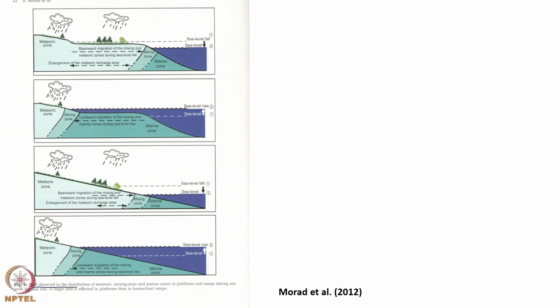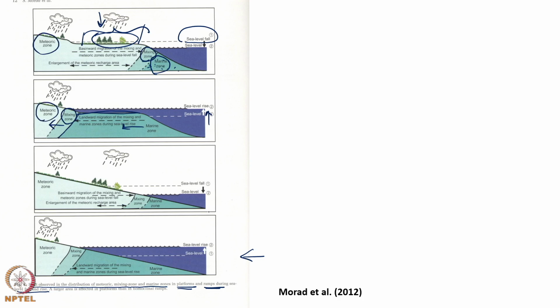How the shifts happen during the distribution of meteoric, mixing zone and marine zones in platforms and in ramp setting during sea level rise and fall has been summarized in this diagram. When there is a sea level fall, this portion is exposed to atmosphere, trees can grow, rains can fall, but when there is a sea level rise, this portion gets submerged in water, and the marine zone, the groundwater zone which is affected by the marine water intrusion, moves inside and it comes here. So, the previous mixing zone is pushed towards the landward direction, it comes here.